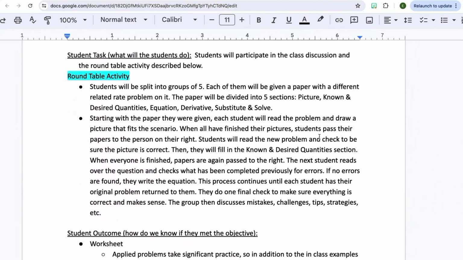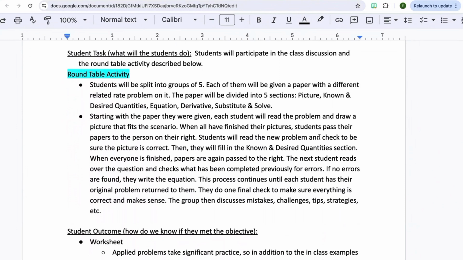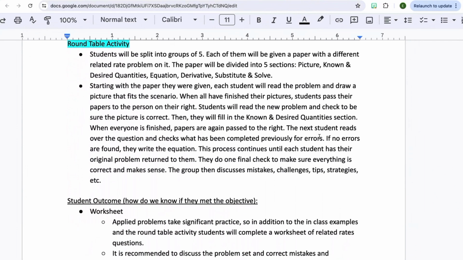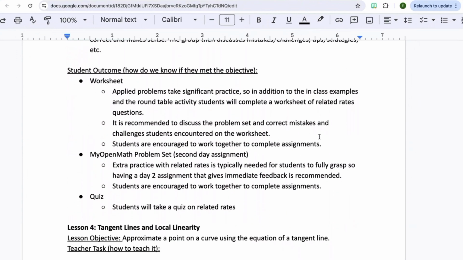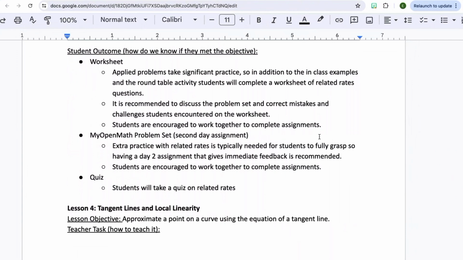After we do some examples together, I do give them this round table activity where students are split into groups of 5 and each person does one step of 5 different problems. So they get their paper, they do step number 1, they pass it on to the next person, they check their work, they do step number 2 and pass it until everybody has done all of the problems. There's a lot of collaboration in there. They discuss mistakes and challenges while they're working on these problems.